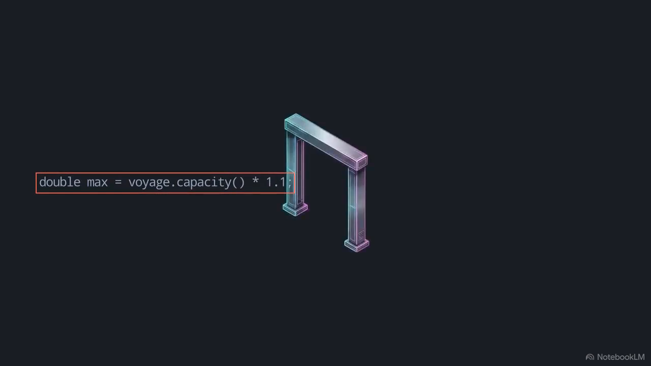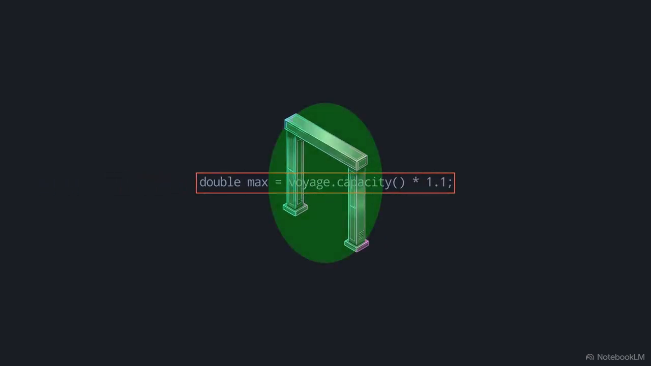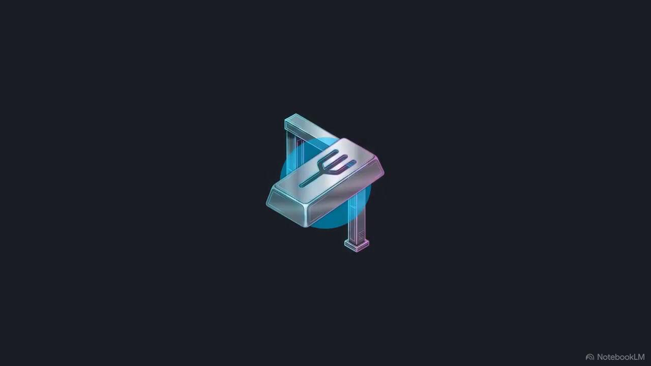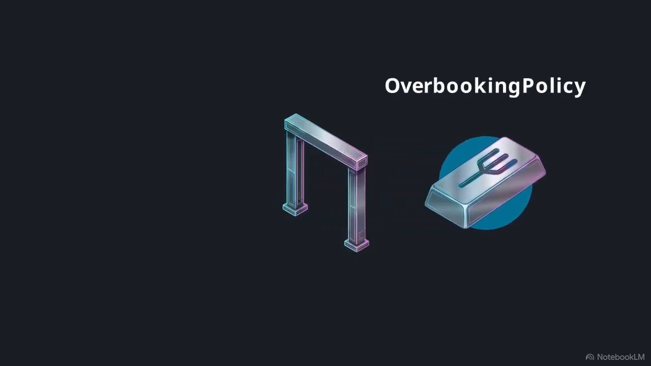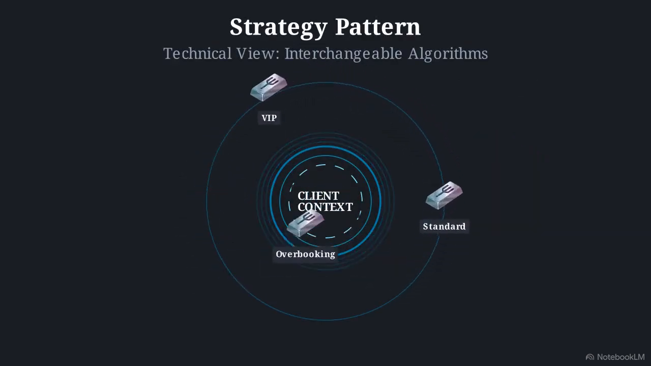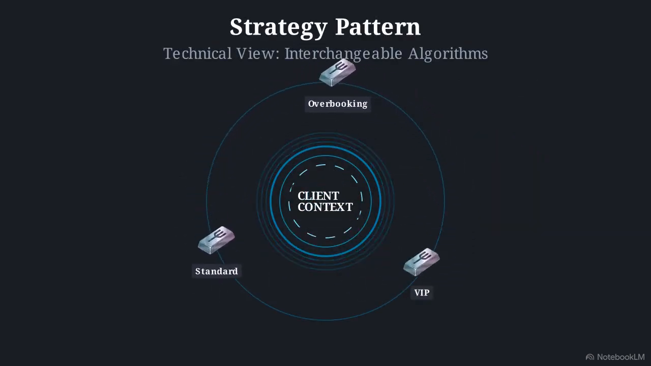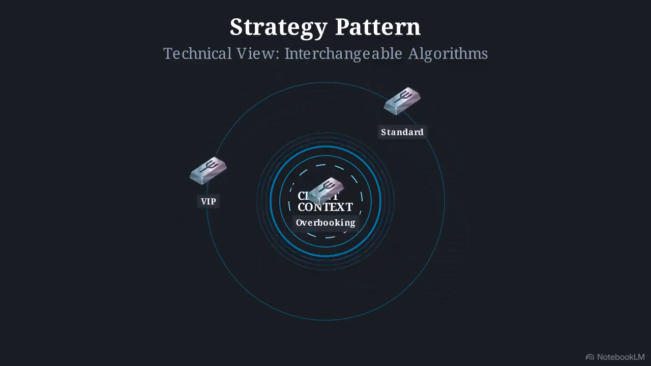This implementation fails the domain-driven test. A non-technical logistics expert cannot read or discuss a mathematical calculation buried inside application logic. The solution is to extract this calculation into a strategy object, renaming it to match the business concept, an overbooking policy. In technical architecture, applying strategy requires multiple, interchangeable algorithms.